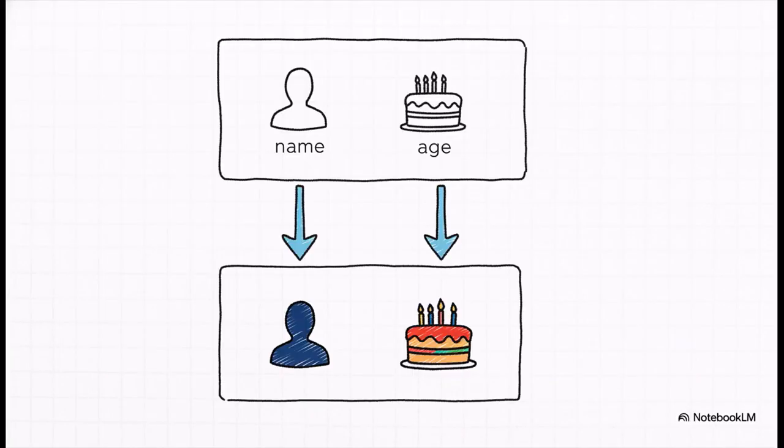So how does Python know which argument goes with which parameter? Well, the default way is just by its position. The first argument you type, John, gets handed to the first parameter. The second argument, 25, goes to the second parameter. It's simple, it's direct, but you have to remember, the order is absolutely critical.